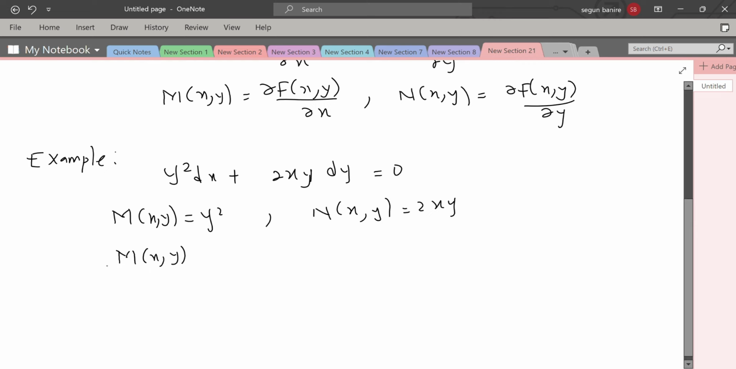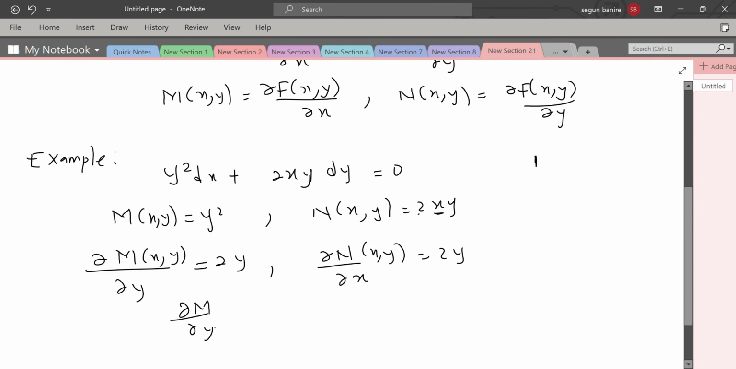You should find the partial derivative of this function with respect to y. If you do that, you have 2y. Find the partial derivative of this function with respect to x. What do you get? You get 2y also. So you focus on the x. The 2 and the y are like a constant when you are doing partial derivative. So you only focus on the x. If you differentiate x, you get 1. So 1 times every other thing, you get 2y. So you could see that the partial of M with respect to y is actually equal to this. So if this is equation 1, you can see that equation 1 is exact.